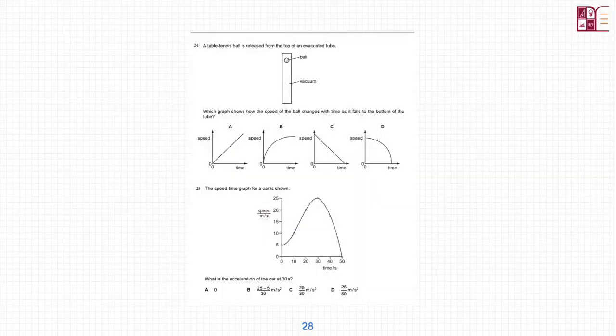Moving on to the next. A table tennis ball is released from the top of an evacuated tube. Which graph shows how the speed of the ball changes with time as it falls to the bottom of the tube? Since it's a vacuum, there is no air resistance. The speed is going to uniformly increase, and so A is the correct answer for this question.